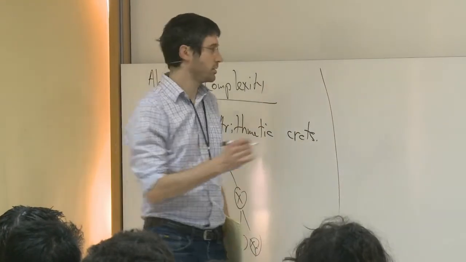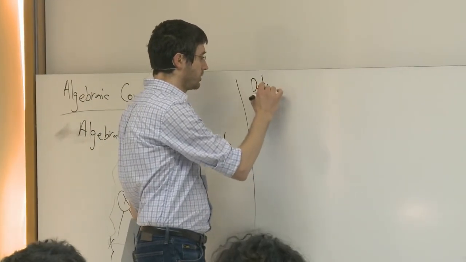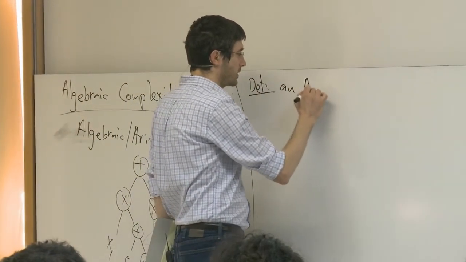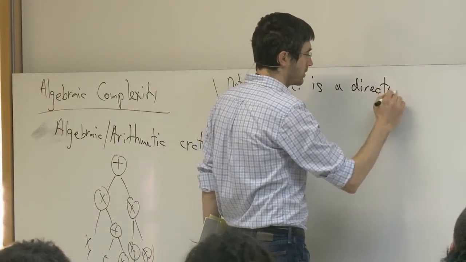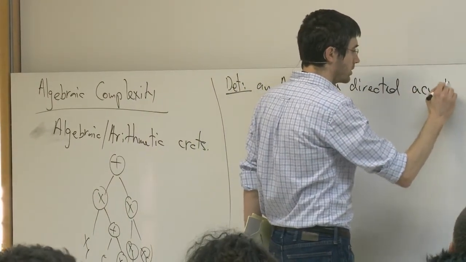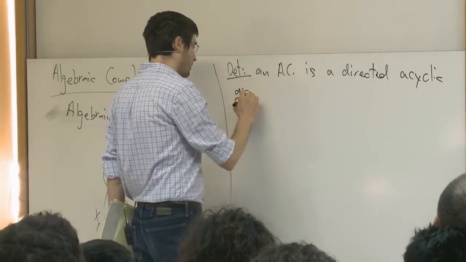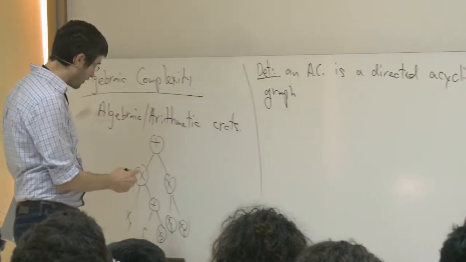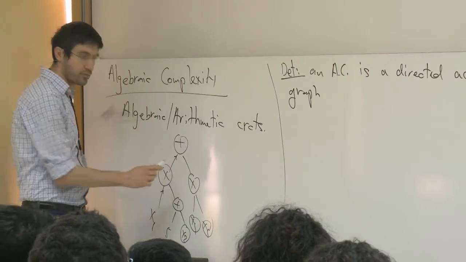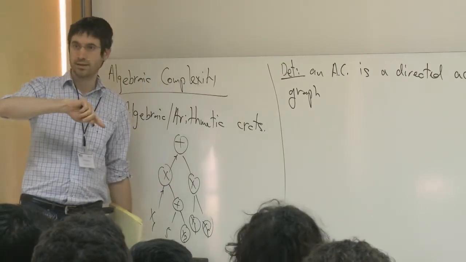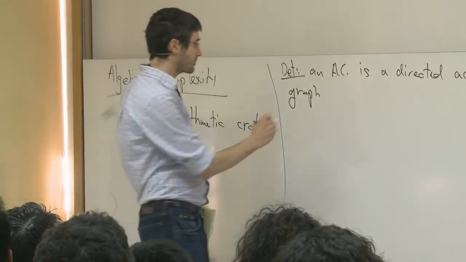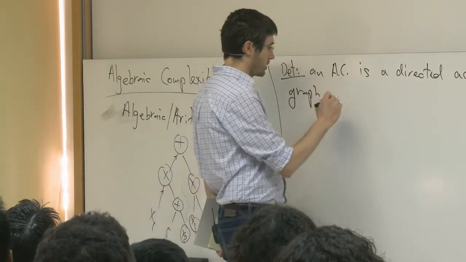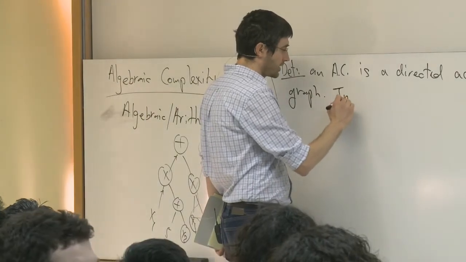So formally, the definition is as follows. An arithmetic circuit is a directed acyclic graph. The graph, you can think about the directions going from the bottom up. Acyclic means that there are no cycles, so the computation is clear.